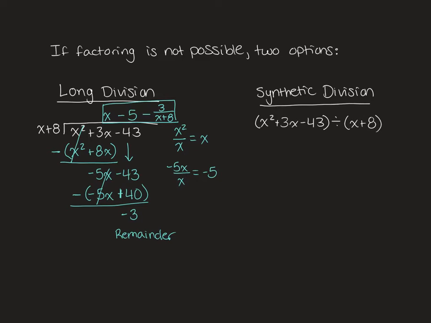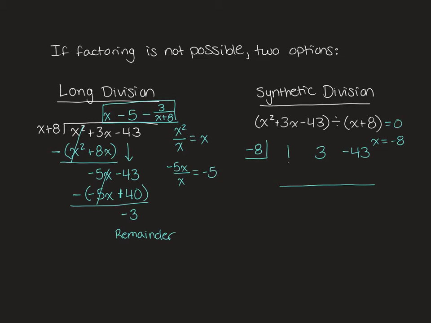Now let me show you the synthetic way. This way is a little bit easier, a little quicker, but you kind of got to keep track of some things. So what I'm going to do is set x plus 8 equal to 0 and then solve for x. So x is going to equal negative 8. I'm going to put negative 8 inside of a box here. Then I'm going to take the coefficient of each term there. So we have 1, 3, and negative 43. Okay, so I don't need the x's, I just want the constants, the coefficients.